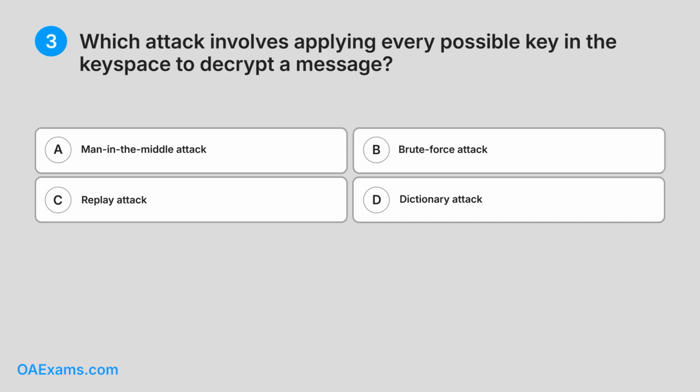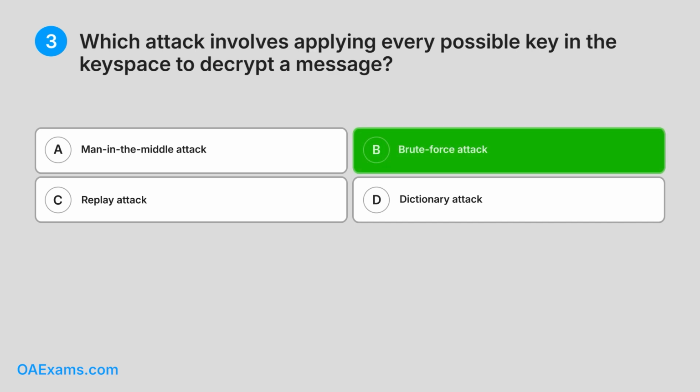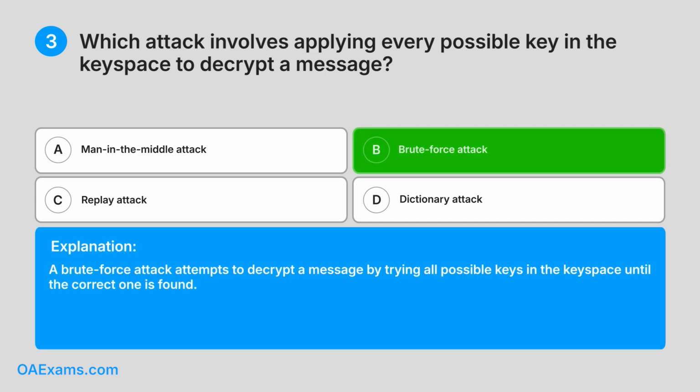3. Which attack involves applying every possible key in the key space to decrypt a message? A. Man-in-the-middle attack. B. Brute force attack. C. Replay attack. D. Dictionary attack. Can you guess the answer? Correct answer: B. Brute force attack. Explanation: A brute force attack attempts to decrypt a message by trying all possible keys in the key space until the correct one is found.